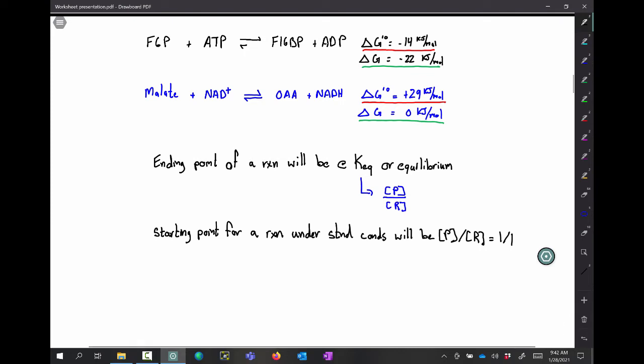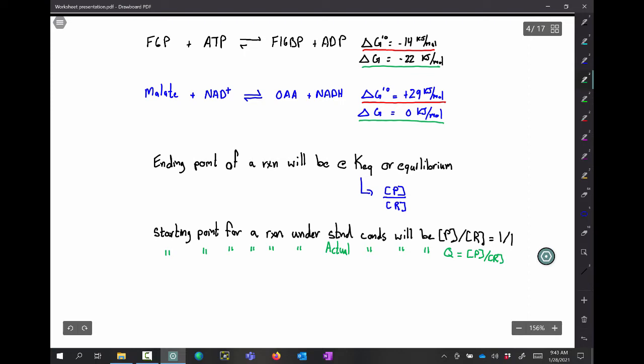Now, let's go on and talk about actual conditions. The starting point for a reaction under actual conditions will be Q, which is also equal to a concentration of products over reactants.